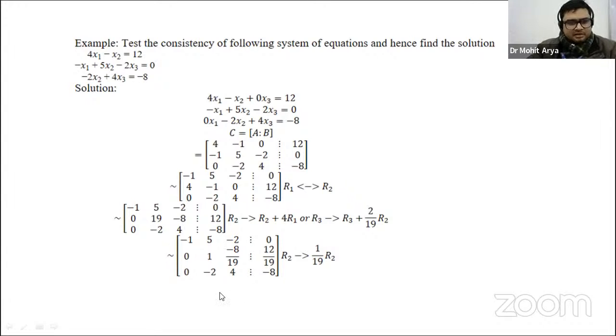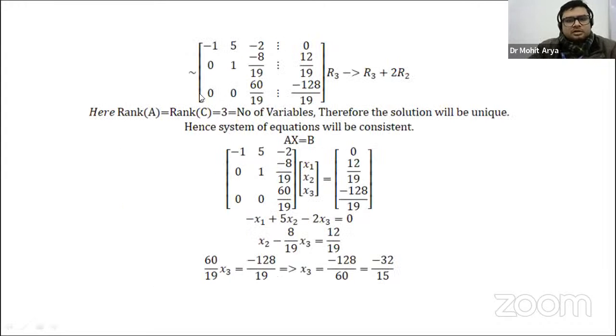Here we see that the number of non-zero rows in matrix A is 3, and similarly the number of non-zero rows in matrix C is also 3, and the number of variables is also 3. These are x1, x2, and x3. Therefore, the solution will be unique. Hence, the system of equations will be consistent. So here we see Ax equal to B. Our system of equations Ax equal to B can be written by using this transformed matrix A. This is also an upper triangular matrix.